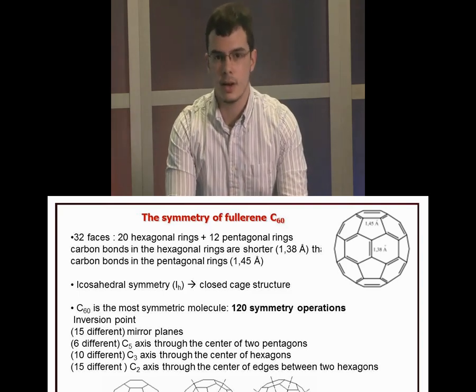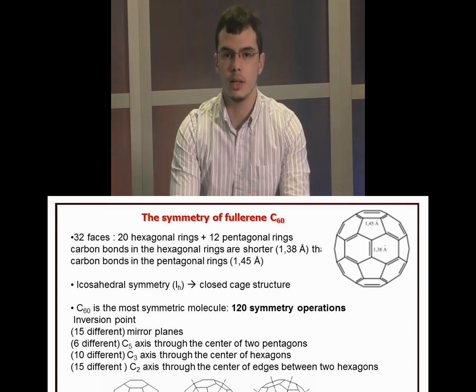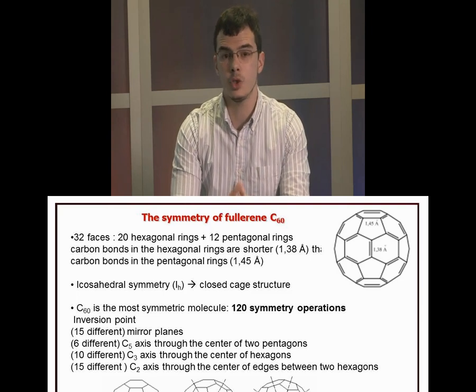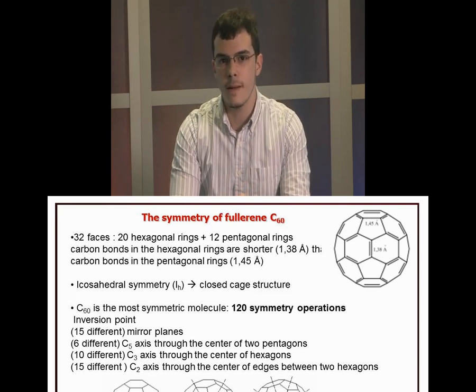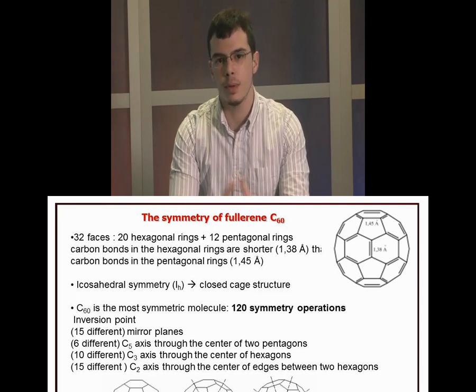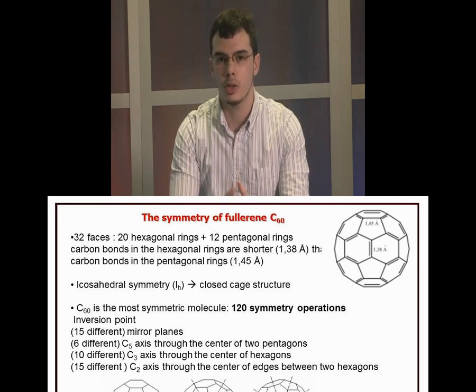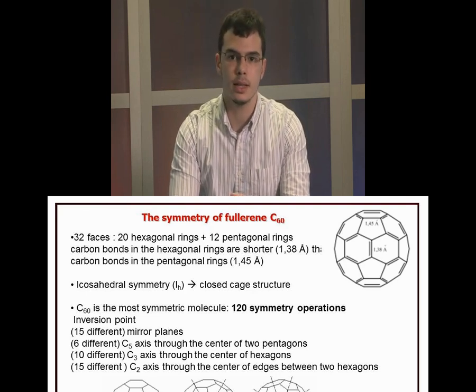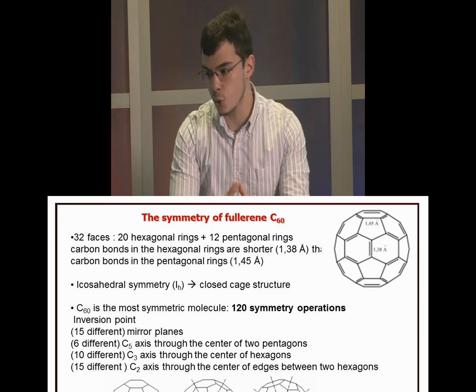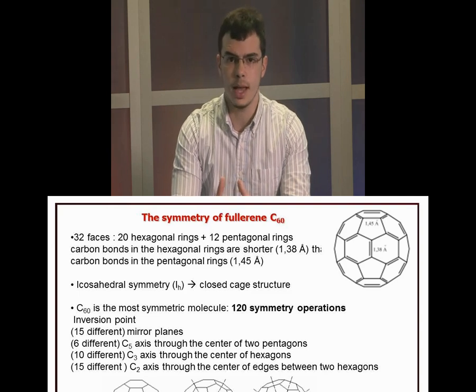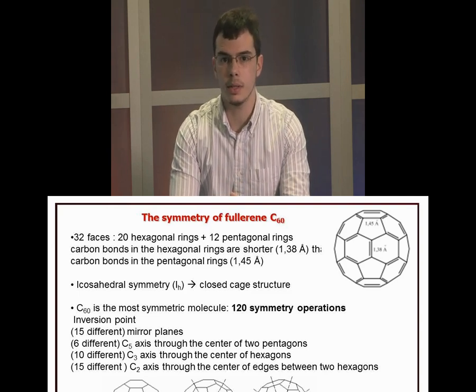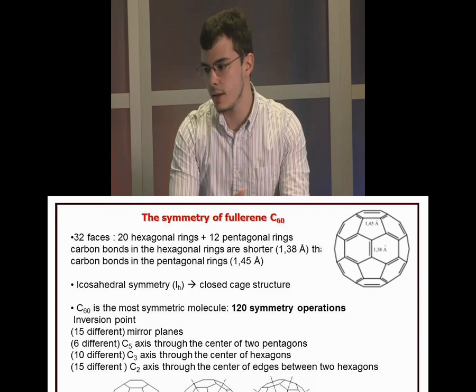Alright, so the Fullerenes are the most symmetric molecule that exists. They have 120 symmetry operations. C60, or Buckminster Fullerene, that was first discovered, has 32 faces. 20 of them are hexagonal rings and 12 of them are pentagonal rings. It is important to say that the carbon bonds in the hexagonal rings are shorter. They measure 1.38 angstroms, and the carbon bonds in the pentagonal rings measure 1.45 angstroms.